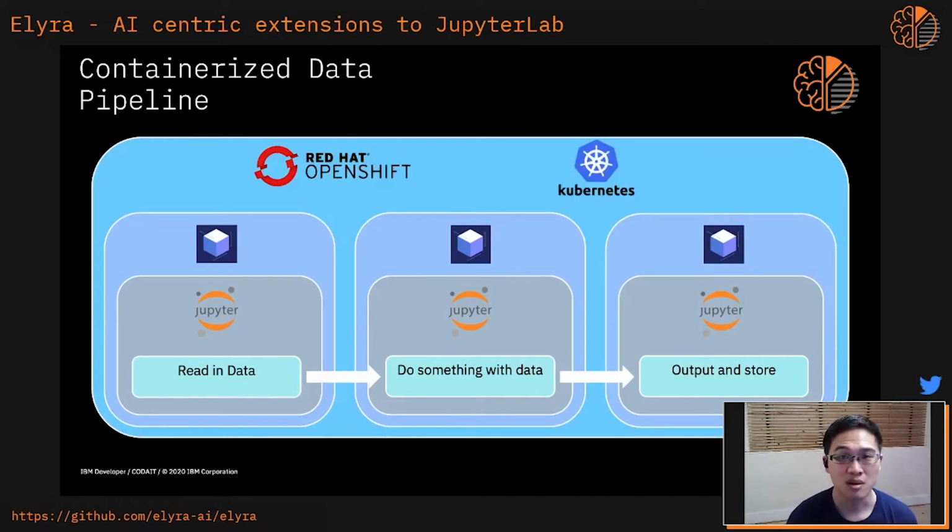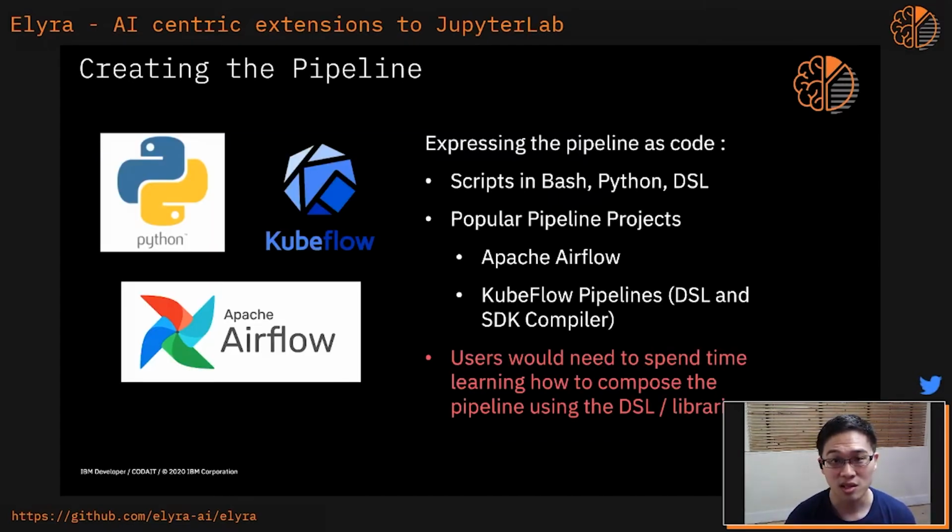So at this point, there are a lot of technologies in place, and the complexity can put people off pretty quickly, especially when they have to create this pipeline, especially when using some of the more popular pipeline workflow orchestrators like Kubeflow, Airflow. Users need to spend time learning how to create these pipelines as code with the libraries or domain-specific languages that each of these runtimes uses.